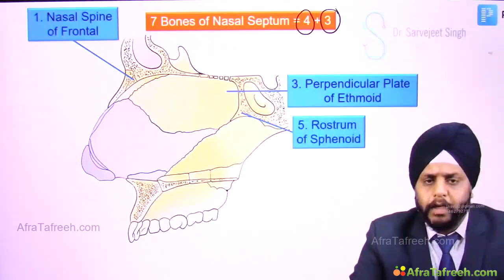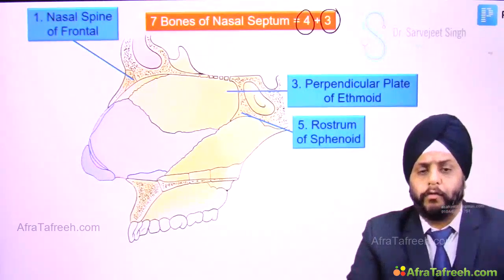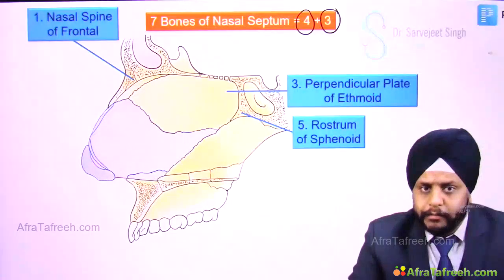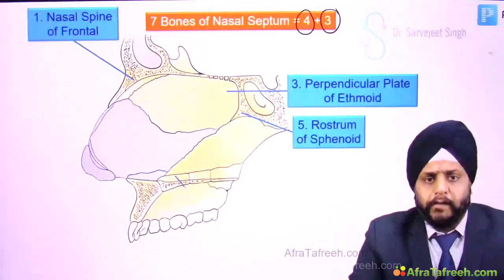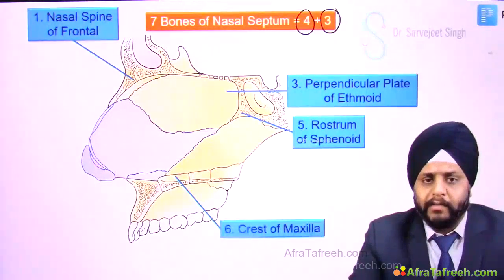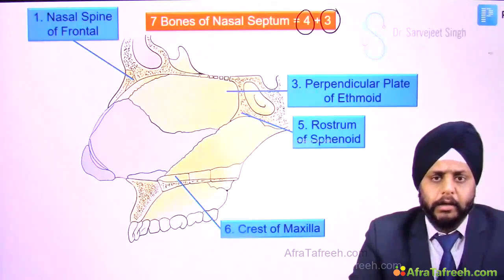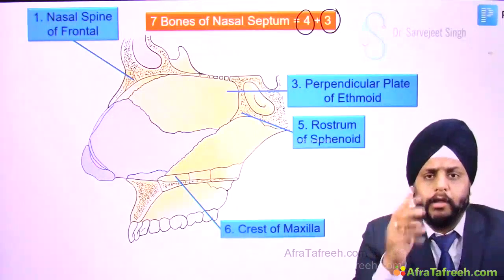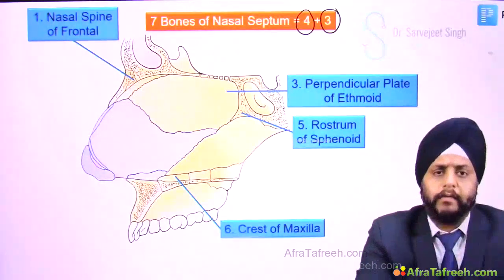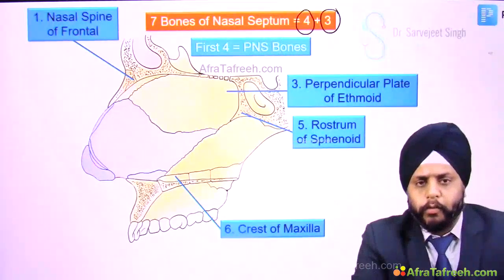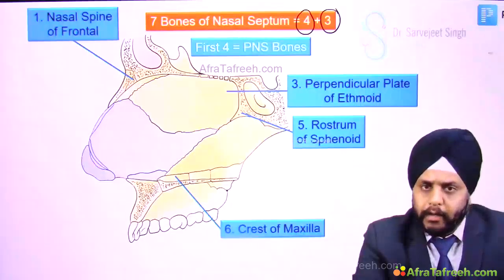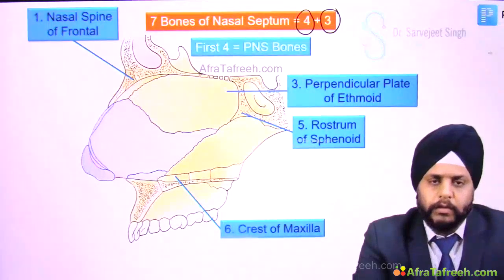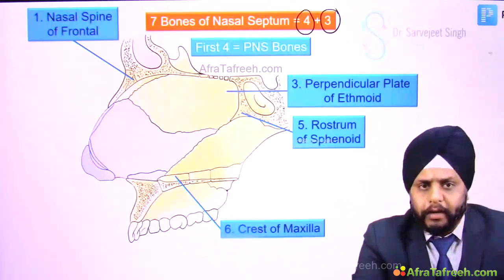Number 5 was the rostrum of sphenoid, so we have the sphenoid. Number 6 was the crest of maxilla, so we have the maxilla. That means 1, 3, 5, 6: we have all the 4 paranasal sinus bones. So the first 4 bones were the paranasal sinus bones. Right? What else do we have?